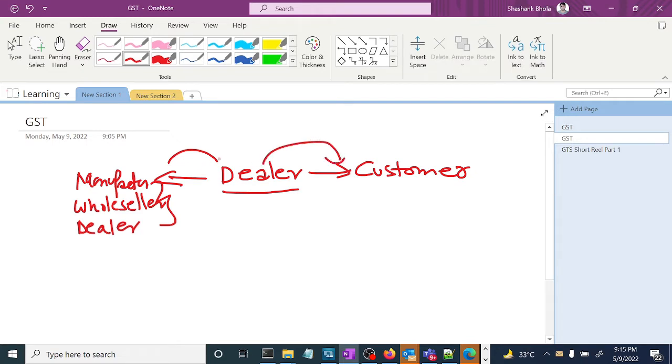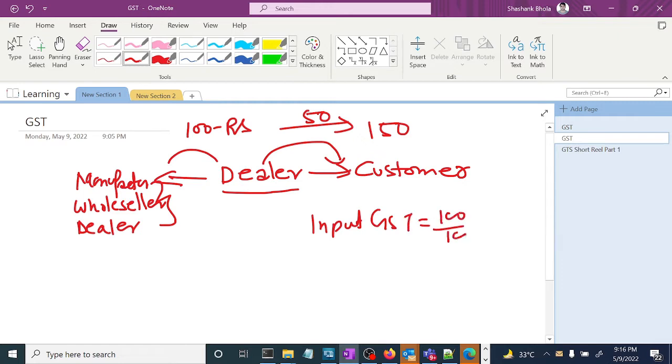So suppose this dealer buys a pen of 100 rupees from manufacturer, and then he's making a profit of 50 rupees and selling it to customer for the price of 150 rupees, right? So this is clear, right? Dealer is someone who resells goods to customer. So for dealer, input GST will be how much? 5% of 100, so 5 rupees.